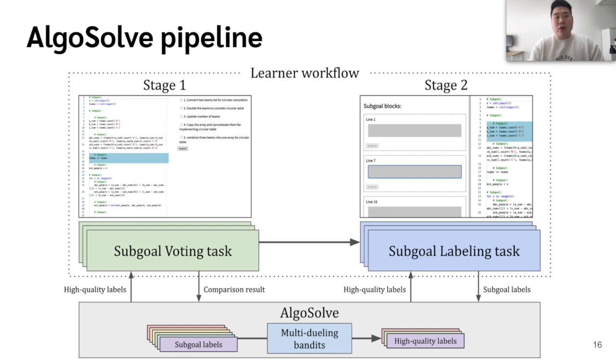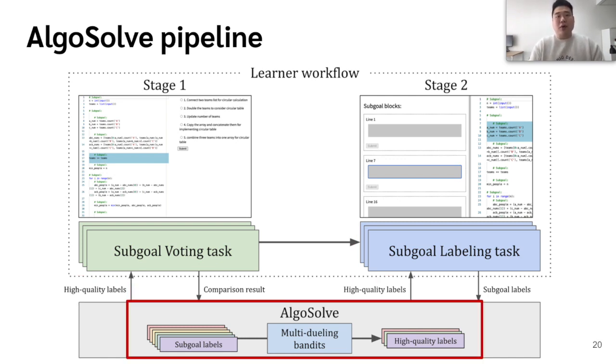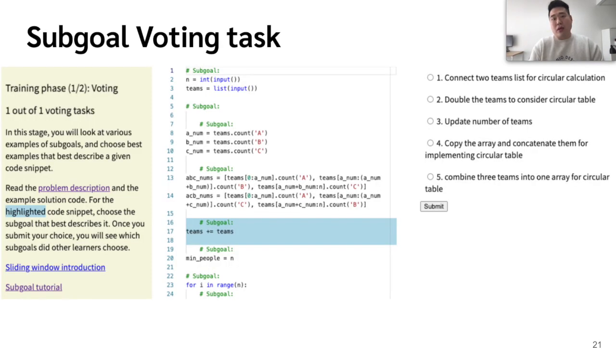And here's our overall pipeline of AlgoSolve. It consists of two stages, and each stage contains a set of tasks. The first task is a subgoal voting task, where the system asks learners to vote for the highest-quality subgoal label. The second task is a subgoal labeling task, where the system asks learners to create subgoal labels. During these two tasks, learners can enjoy meaningful subgoal learning experiences by receiving high-quality subgoal labels from the system. The system can identify high-quality subgoal labels from learners using a multi-dueling bandit algorithm. Let's see a more detailed walkthrough.